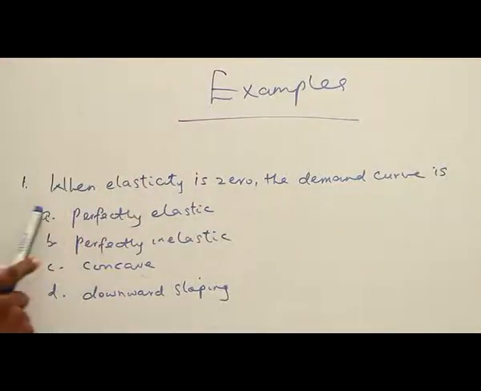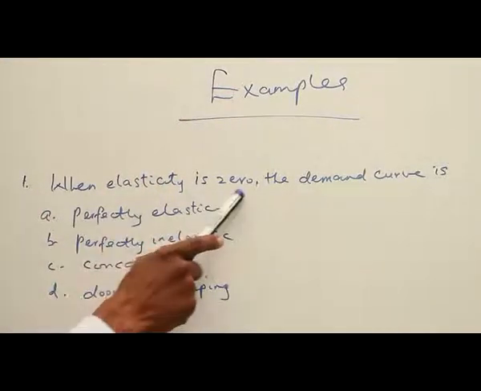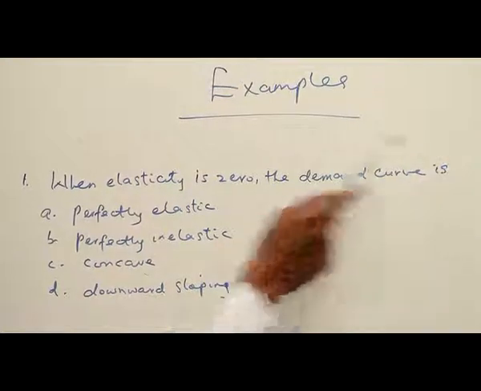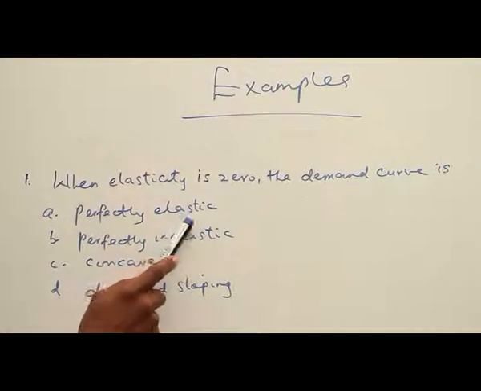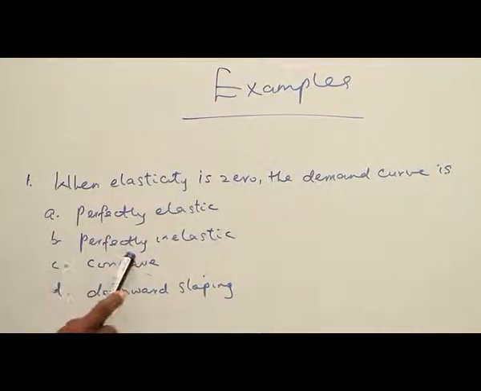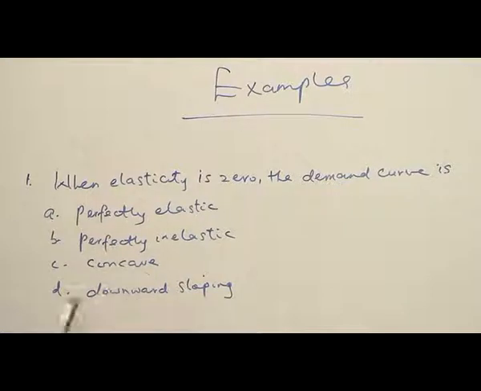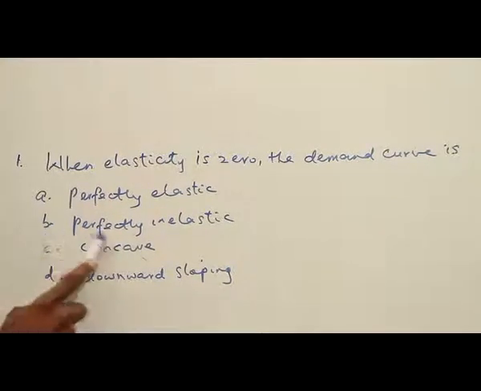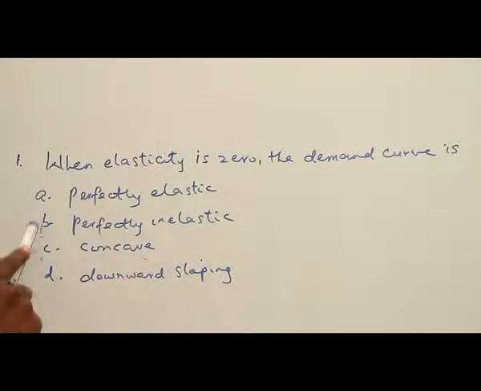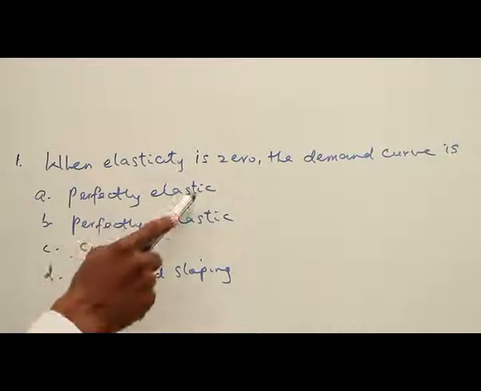Examples. Number 1. When elasticity is 0, the demand curve is A. Perfectly elastic, B. Perfectly inelastic, C. Concave, D. Downward sloping. The right answer is B. Perfectly inelastic.